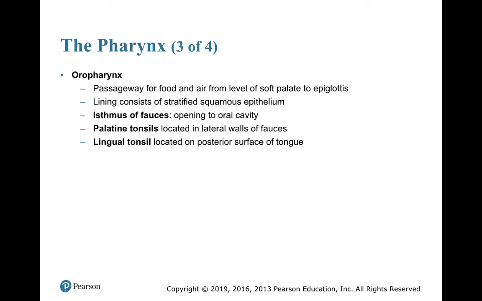The oropharynx is a passageway for food and air from the level of the soft palate to the epiglottis. Its lining consists of stratified squamous epithelium, and that's because there's going to be more wear and tear in the oropharynx than there was in the nasopharynx. This is a passageway for food as well, so we want stratified layers of cells to replace those that are lost at the top. There's also an isthmus of fauces, which is an opening to the oral cavity. The palatine tonsils are located on the lateral wall of those fauces, and the lingual tonsils are located on the posterior surface of the tongue.